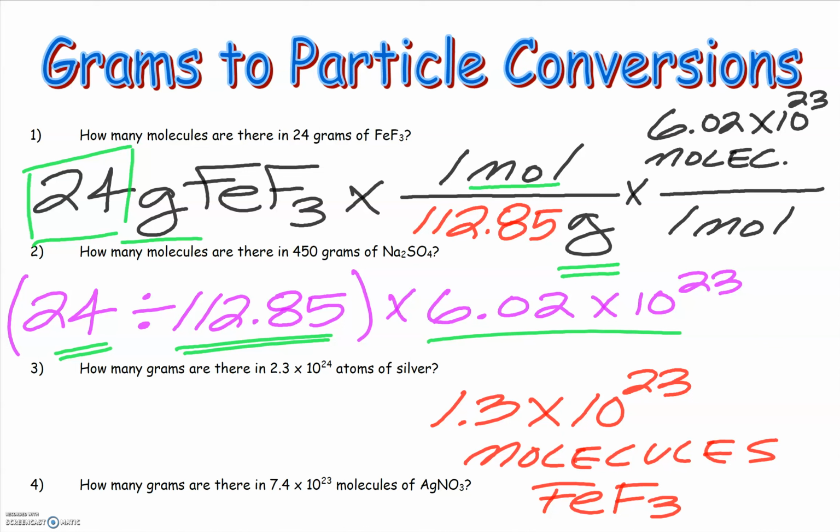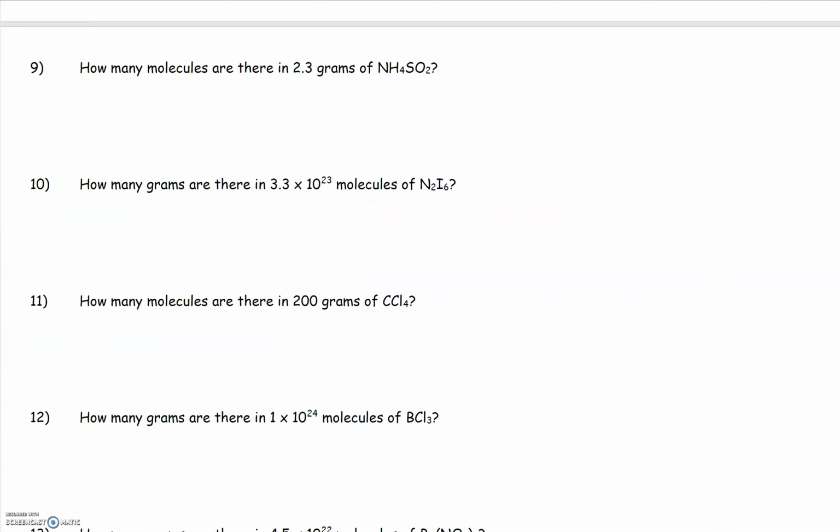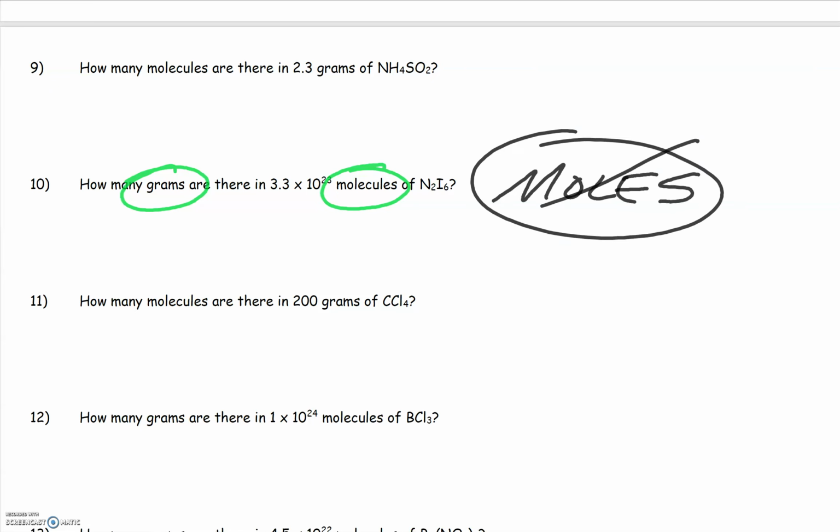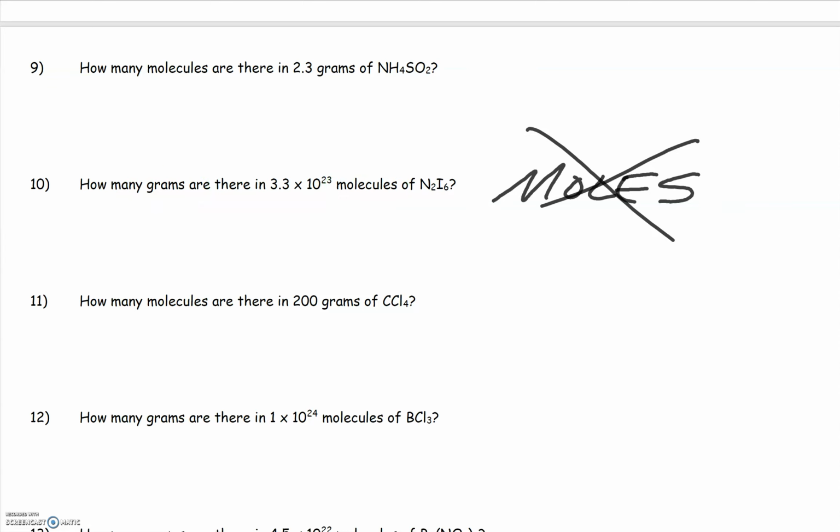So that gets you a good setup. Now I want to show you another setup here where you're going to be going from molecules. So let's slide down there. Okay, let's look at number 10. How many grams are in 3.3 times 10 to the 23rd molecules? Again, we did not say the word moles. Moles is not in this problem, and so we know it's a two-step problem. If it said moles, it would be easy. One step. We're not that fortunate, so we're going to have to do a two-step problem.